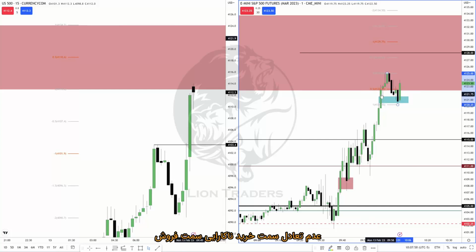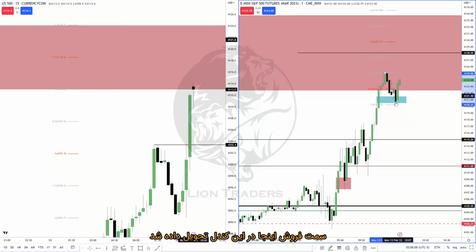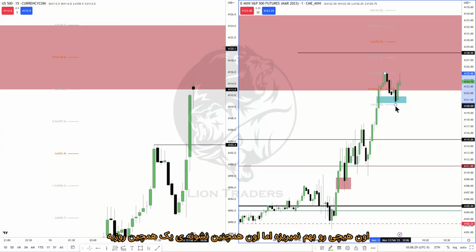Buy side imbalance, sell side inefficiency. Up close candles that create a fair value gap is a BISI. B-I-S-I. Buy side imbalance, sell side inefficiency. We had the sell side offered here on this candle. This candle's high comes in at 4120.50. This candle here, its low comes in at 4120.25. A quarter of a point, one tick outside the fair value gap. That's permissible. That's reasonable. It's not upsetting anything.